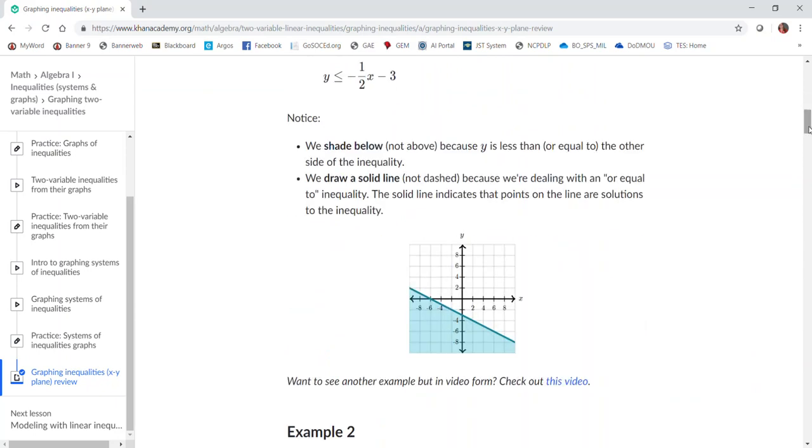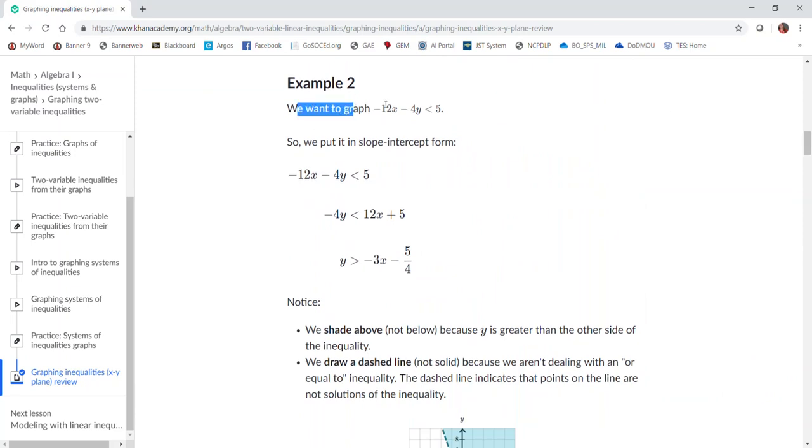But on the second one, example 2, it says we wanted to graph minus 12x minus 4y less than 5. So we put it in slope intercept form. When we do that, we isolate y on the left side and everything else on the right side, you'll notice that you ended up with a negative y. So to fix that, we multiply the whole equation by a negative, in this case dividing everything by negative 4. So right here, negative 4y divided by negative 4 equals a positive y.